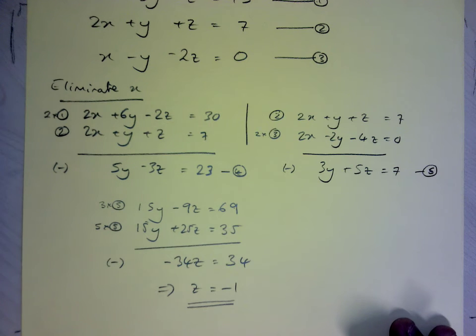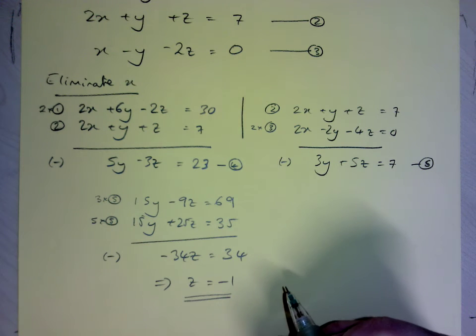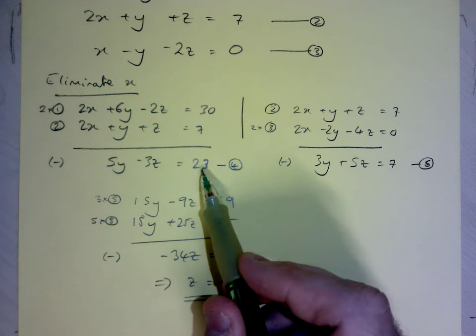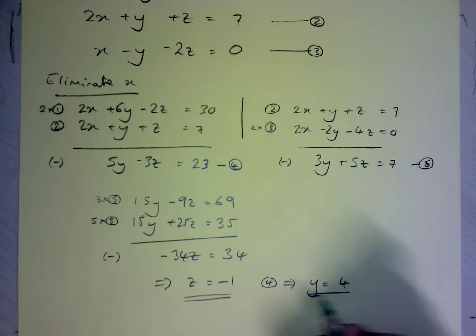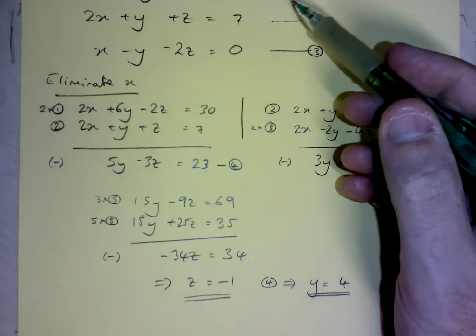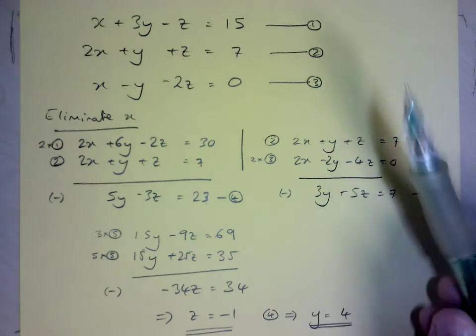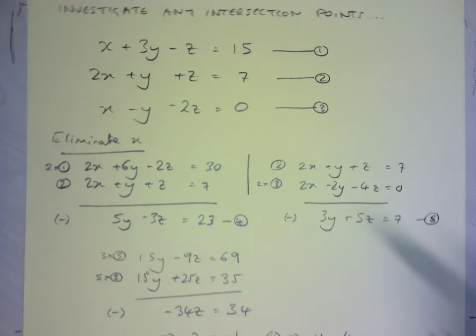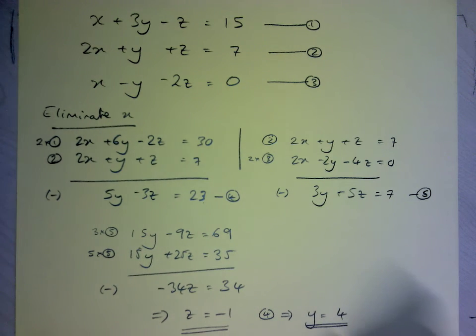Okay, so I've got one of the variables sorted out. As soon as z is minus 1, I can come back up to either of these equations. So equation 4 tells me that 5y is going to be 23 plus 3z. So y turns out to be 4. And as soon as I've got that, I can go back to any of the original equations at the start. Let's go. Equation 1 is going to tell me that x is equal to 15 plus z minus 3y. I can use any of these. That will eventually tell me that x is equal to 2.